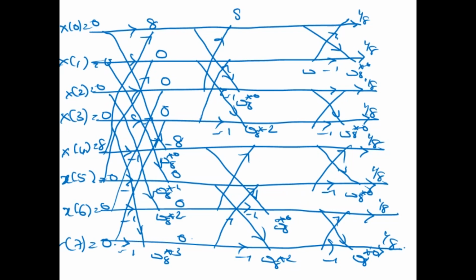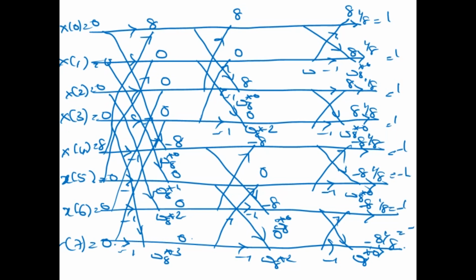Second stage output will be 8, 0, 8, 0, minus 8, 0, minus 8, 0. Third stage output will be 8, 8, 8, 8, minus 8, minus 8, minus 8, minus 8. That means the answer will be 1, 1, 1, 1, minus 1, minus 1, minus 1 and minus 1.